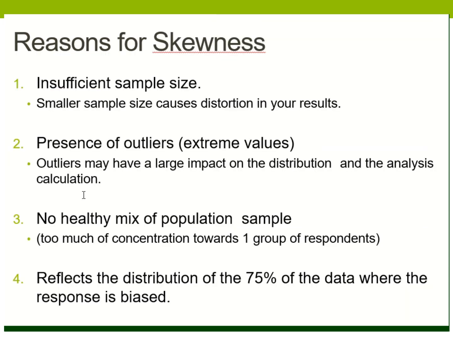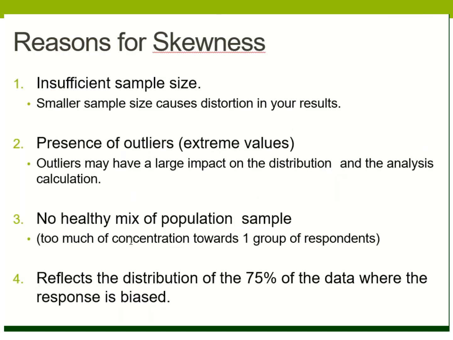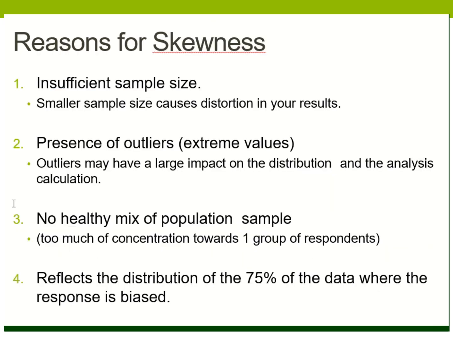Okay, presence of outliers. You see, like here, there might be presence of outlier here. Maybe the small value here is an extreme value, or the big value here is an extreme value. Okay, no healthy mix of population. That means if let's say I'm taking heights and I get a bunch of students who are all very, very tall, of course it will look like this, right? Or if I'm taking weight, I get a bunch of students who are very, very light, then of course it will look like this, right? Okay, so this is what healthy mix of population means.